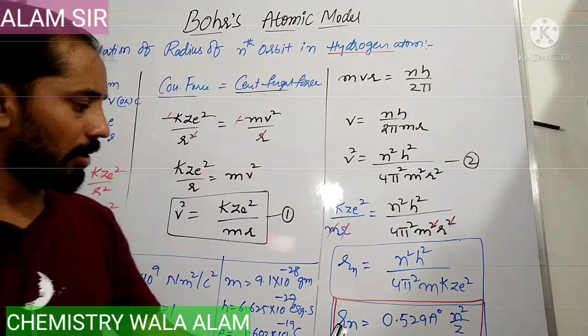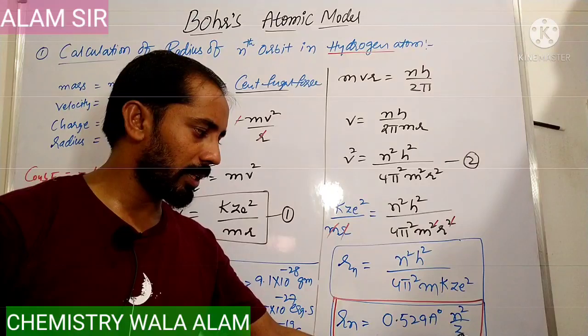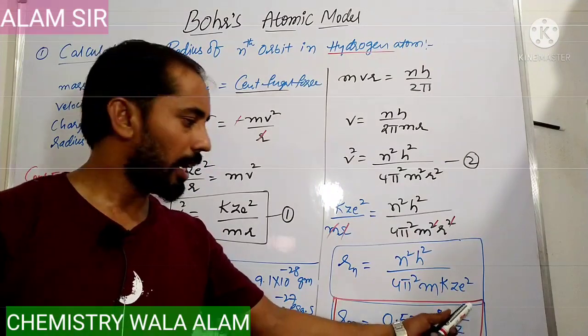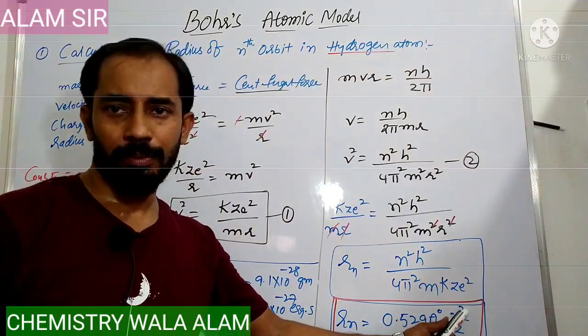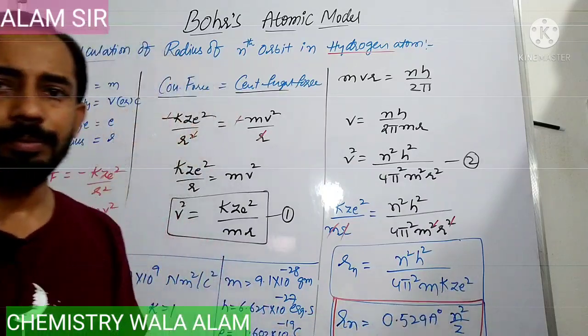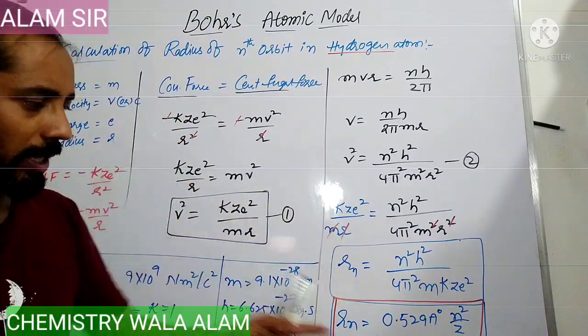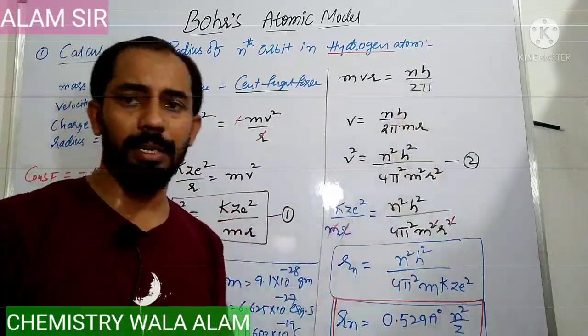This is for hydrogen, where z is equal to 1. For the first orbit we write 1 square, for the second orbit 2 square, and for the third orbit we substitute likewise. For helium also, sometimes they can ask that.